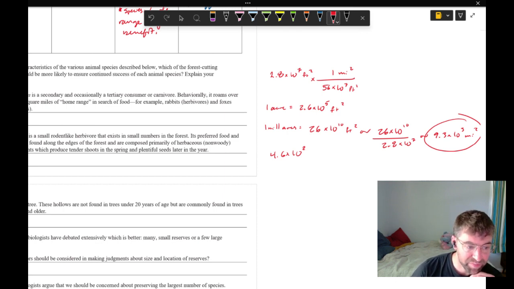So half of the forest in proposal 1 contains 4.6 times 10 to the 3rd square miles. This area could support a maximum of 2.3 times 10 to the 2 carnivora.